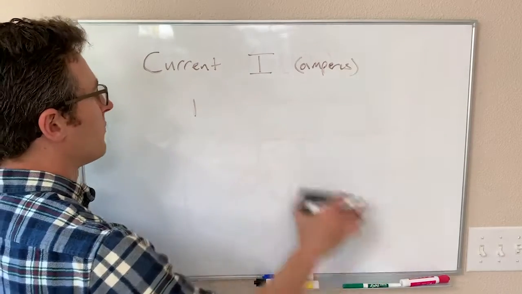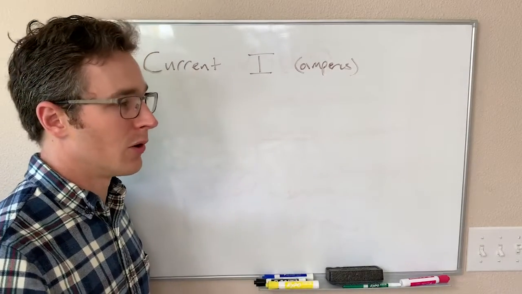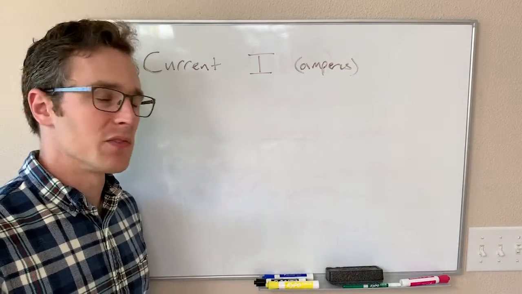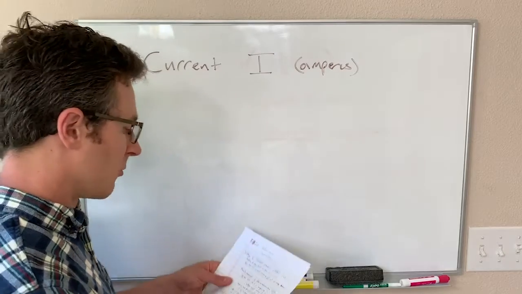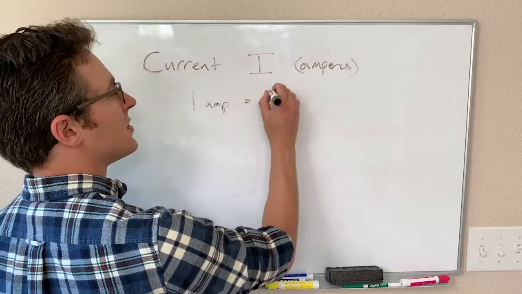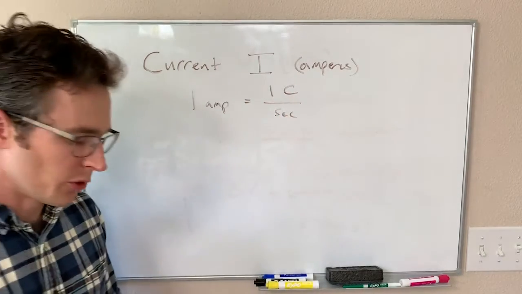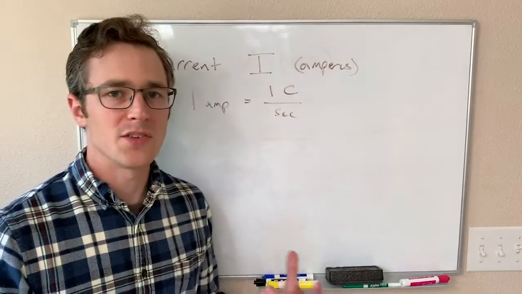Well, before I write that, current is the rate of flow of charge through a wire or an electrical component, in the case of this class, and 1 ampere of current is equal to 1 coulomb per second of current flowing through there, coulomb being the SI unit of charge.